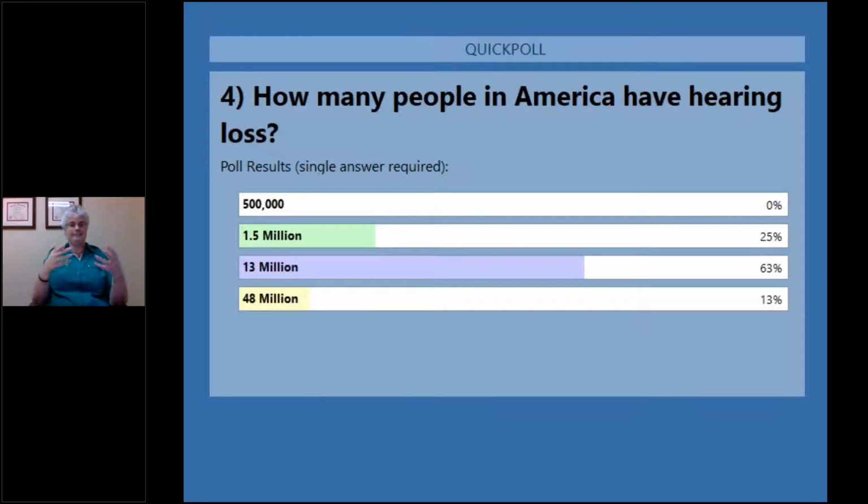Okay, so I'll go ahead and debrief those. It looks like 25% of respondents answered 1.5 million. 63% of the people who voted said that there are 13 million people who have hearing loss in America, and 13% said 48 million. Holly, I'm going to hide the poll. Do you have anything to add?